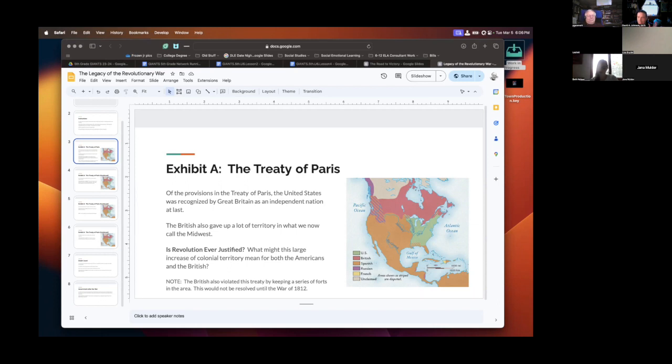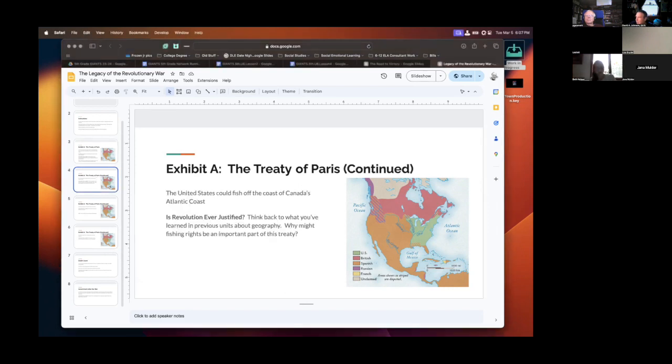So now thinking about the Treaty of Paris, and the question, is revolution ever justified? What might this large increase of colonial territory mean for the Americans? What might it mean for the British? This is another question that you will ask your students, and you'll give them some time to pause and think. This is a great opportunity to employ a turn and talk with them. Think first on your own, and then have a chat with your neighbor, and then let's talk about this as a whole group.